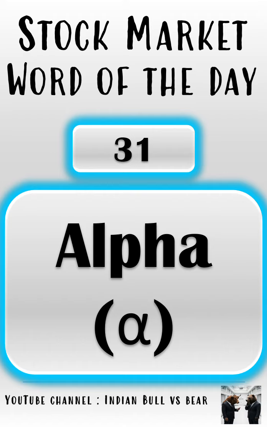A positive alpha indicates that the investment has outperformed the benchmark, whereas negative alpha indicates underperformance. And alpha close to zero suggests the investment has closely tracked the benchmark's performance.